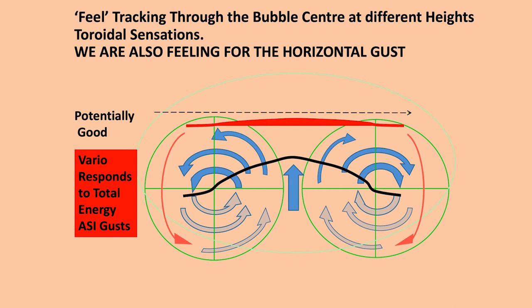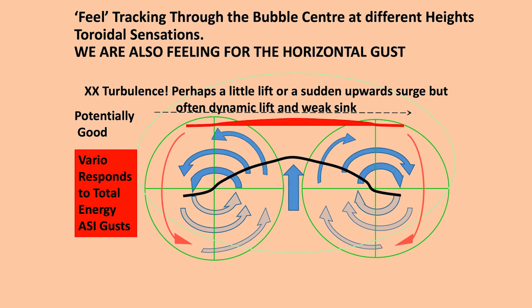The Vario responds to total energy airspeed indicator gusts. Beware. So along here we get a bit of turbulence, perhaps a little lift or a sudden upward surge, but often dynamic lift and weak sink.